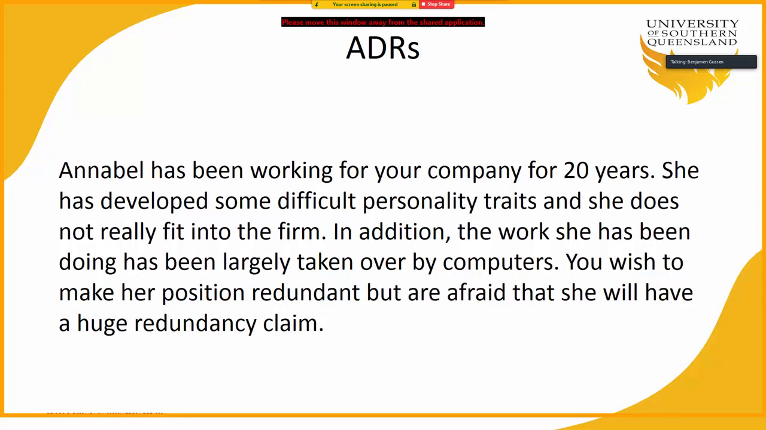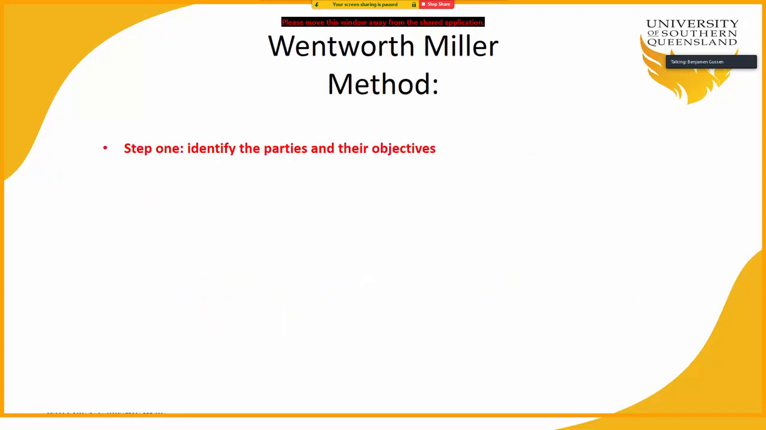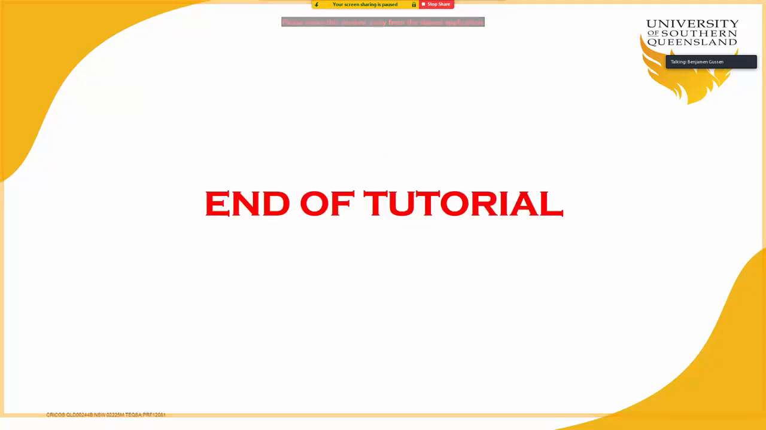So we said the parties are Annabelle and you. We said that Annabelle wants this money and you don't want to pay, basically. And the issues, as we said, are her personality, the genuine redundancy, and the fact that you really don't know how much you have to pay her.